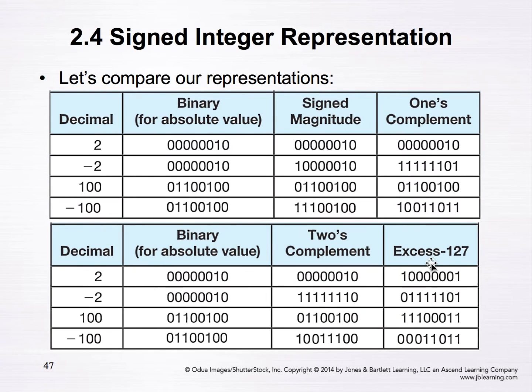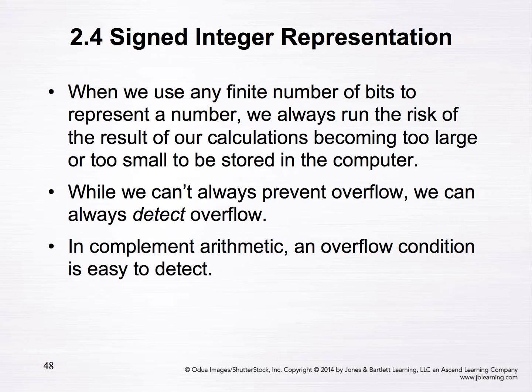Now, for Excess 127, we have -2 plus 127, which gives 125. So this bit string represents the value 125. So all of the numbers are the same. Okay, so that's the way we represent numbers in two's complement representation and in Excess 127.